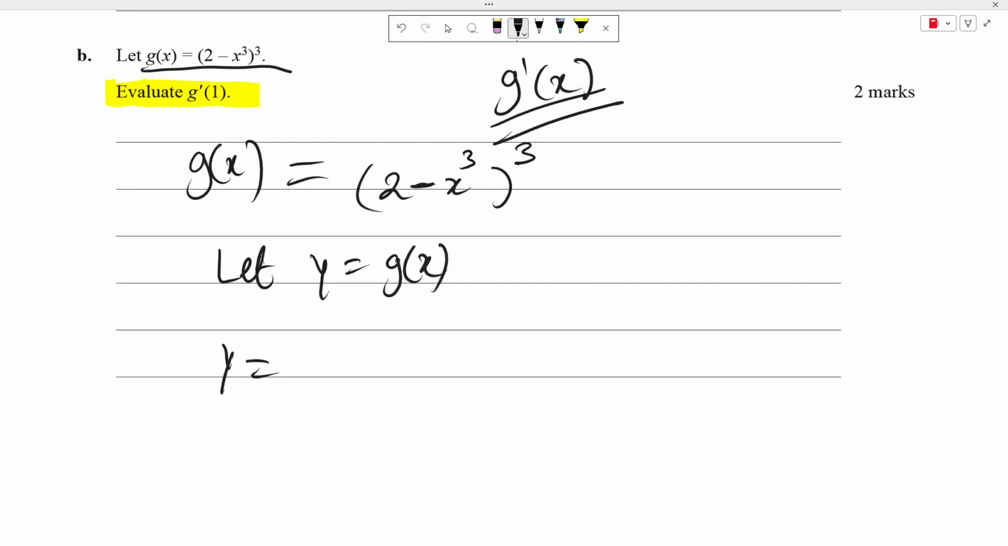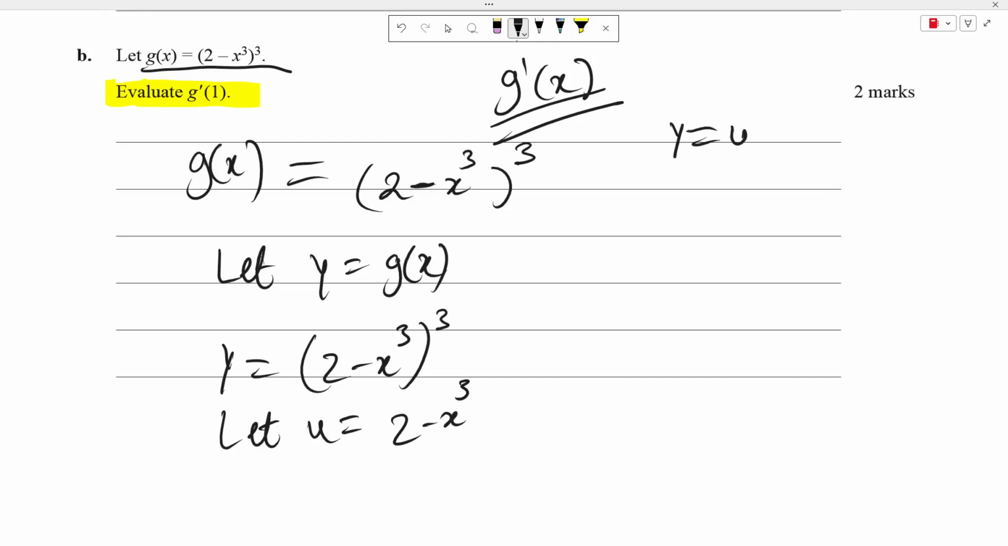So we're going to get y equals 2 minus x cubed, whole cubed. And the next thing I'm going to do is let u equal 2 minus x cubed, which is the inside function here. So now I can write y equals u cubed from the way that we've defined u. And now I'm going to find dy du. So you just differentiate this with respect to u. It's fairly easy. That's just 3u squared.